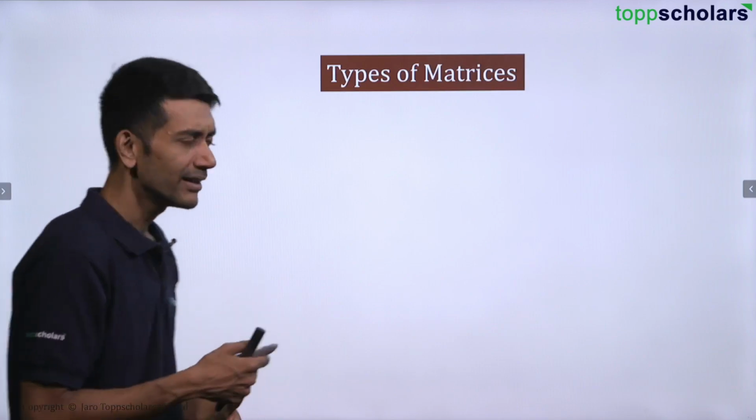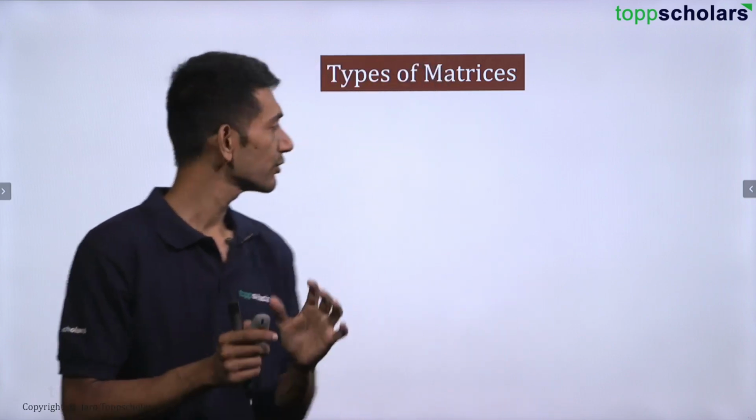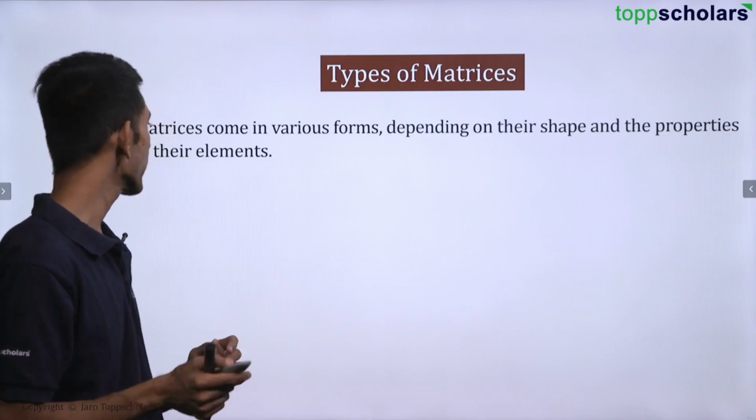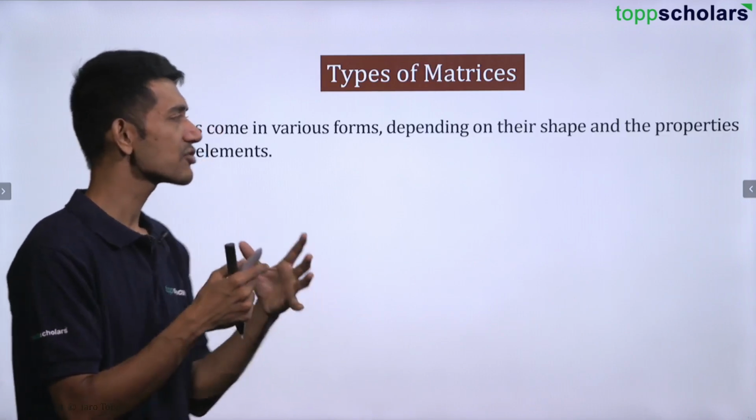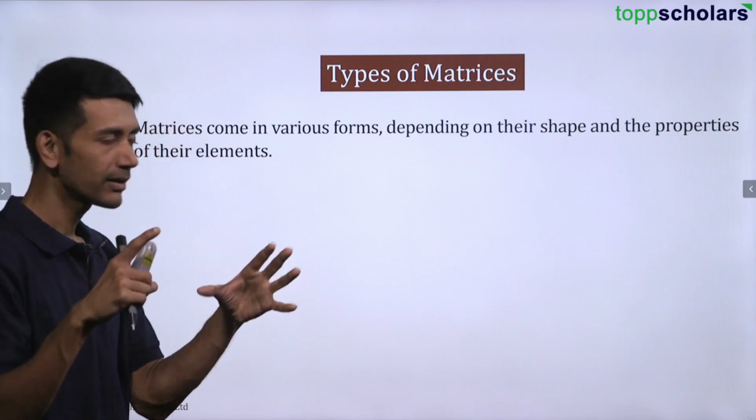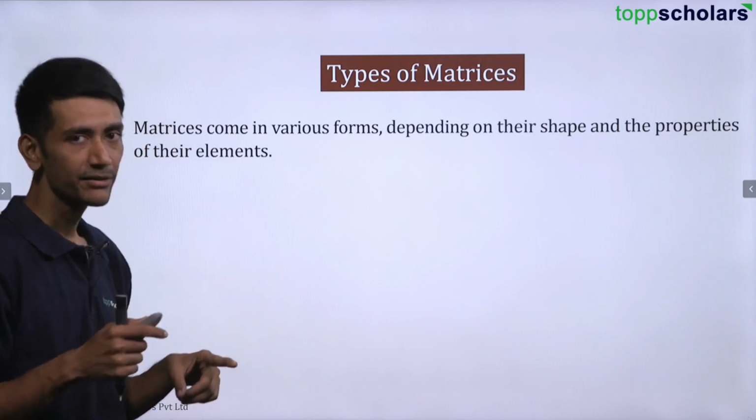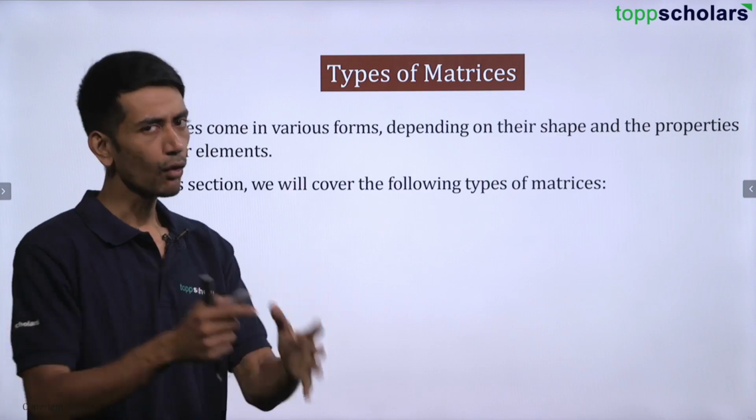Okay. Now let us deal with a new topic. Here we are going to talk about the different types of matrices. We need to understand the different types here. So see, what all are we going to study? Matrices come in various forms depending on their shape and the properties of their elements. You get to know what this is. So in this session, we are going to cover the following types of matrices.